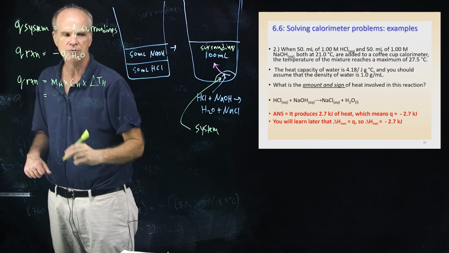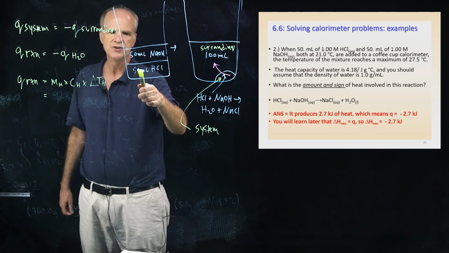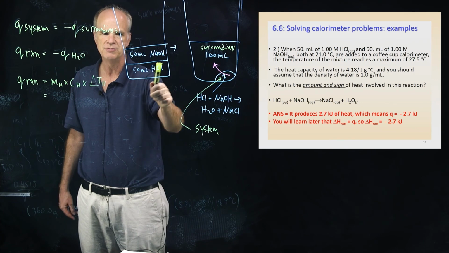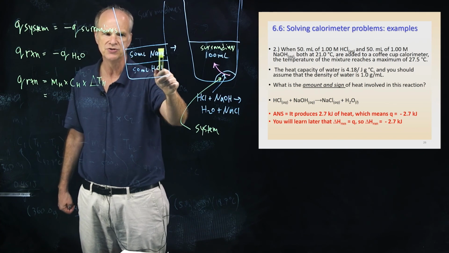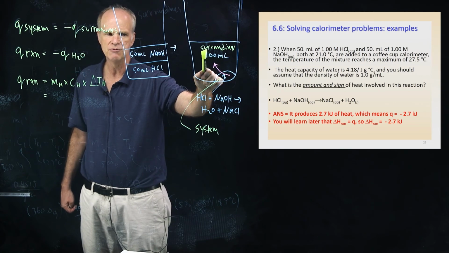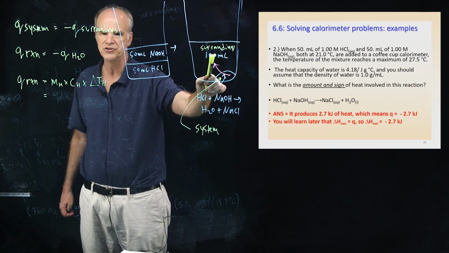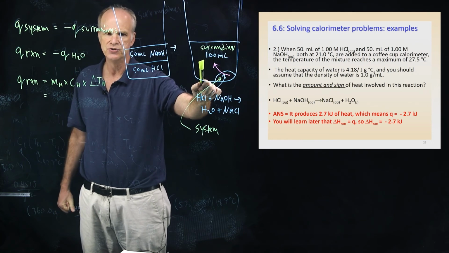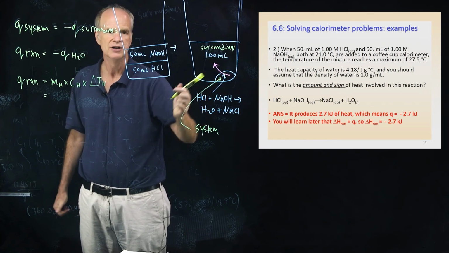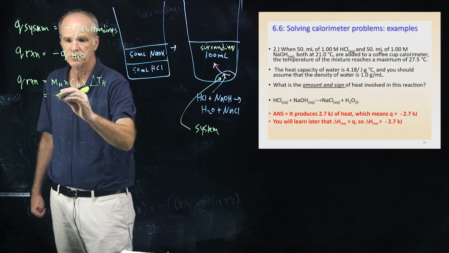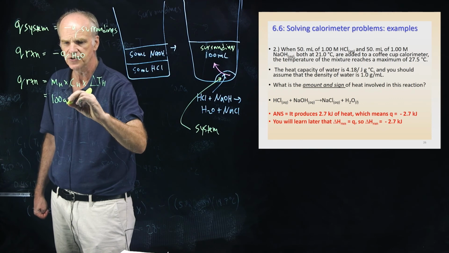Okay, so the mass of the water we know. We mixed 50 milliliters of a hydrochloric acid solution and 50 milliliters of a sodium hydroxide solution. So the total solution is 100 milliliters. Again, we're pretending that the water in the solution is the surroundings. So if you have 100 milliliters of solution, you have 100 milliliters of water, and the density of water is 1 gram per mL, so we have 100 grams of water.